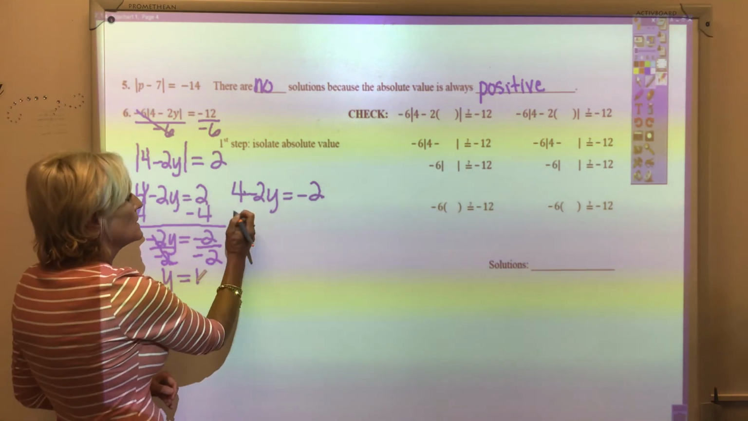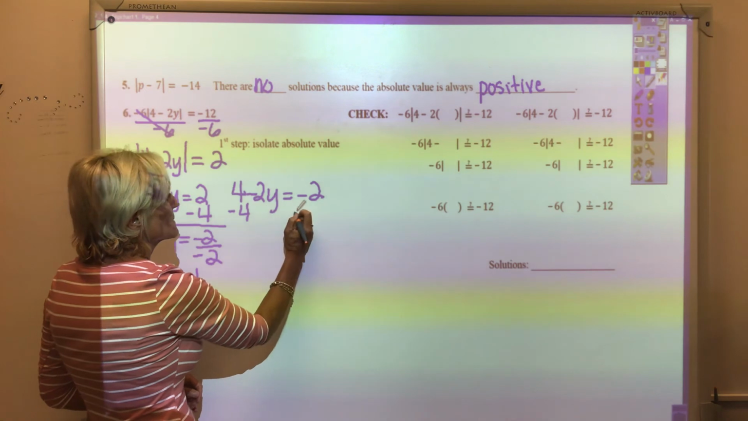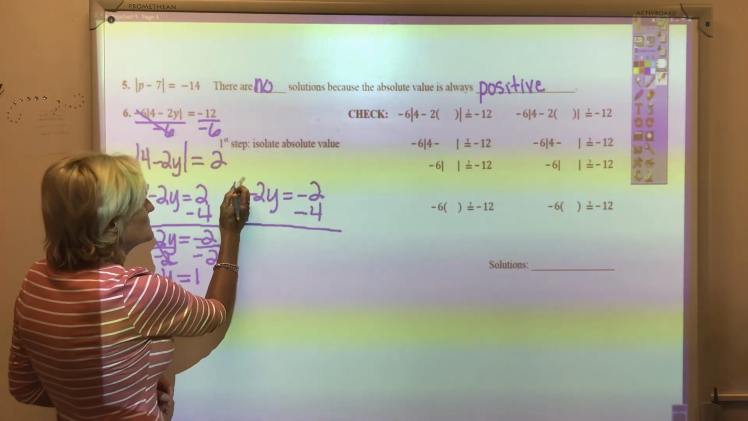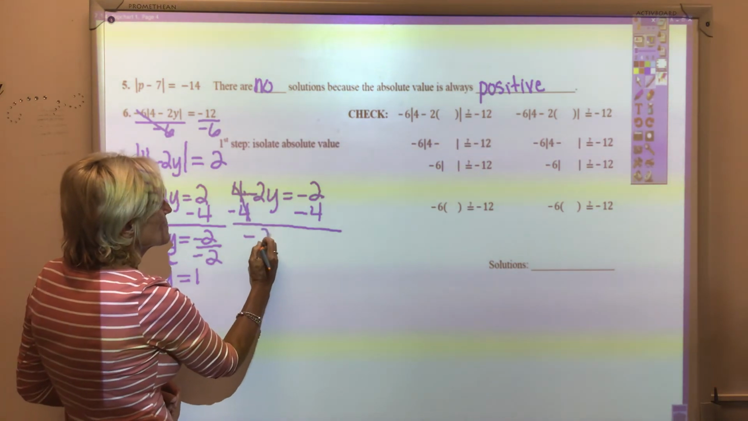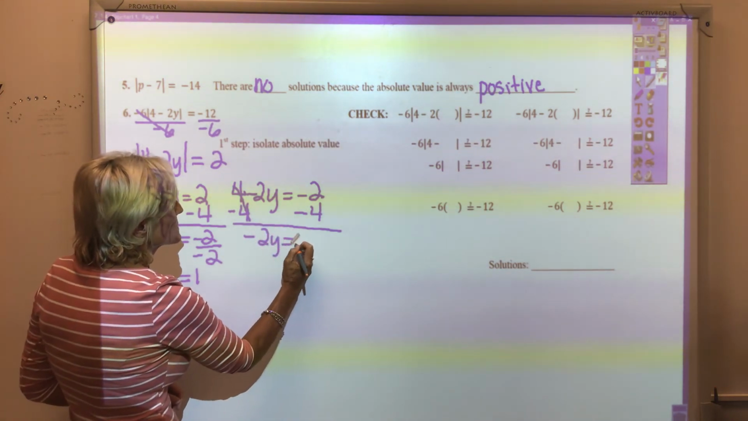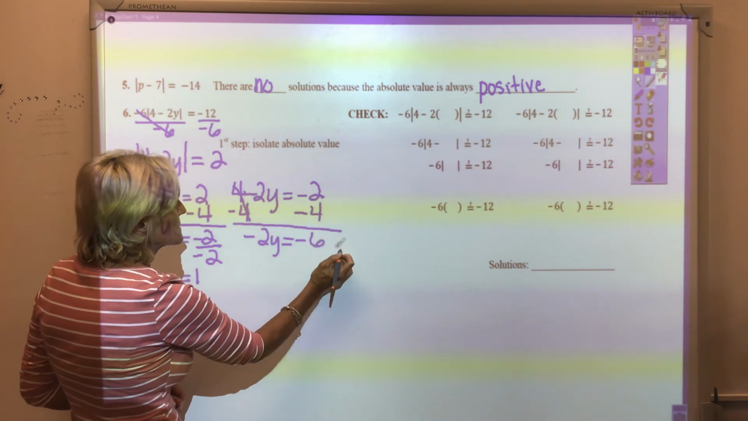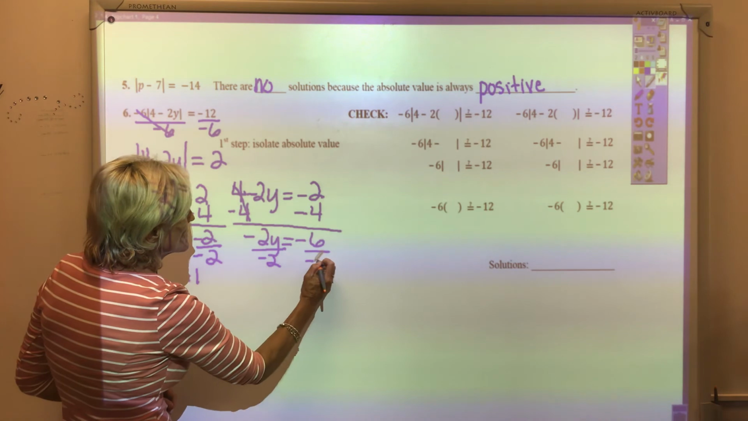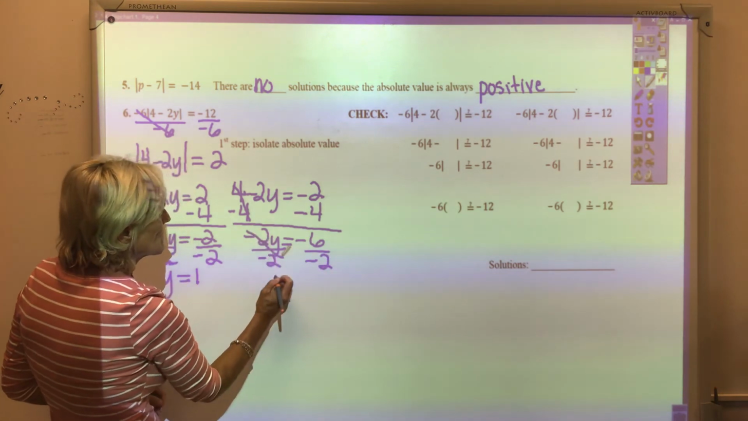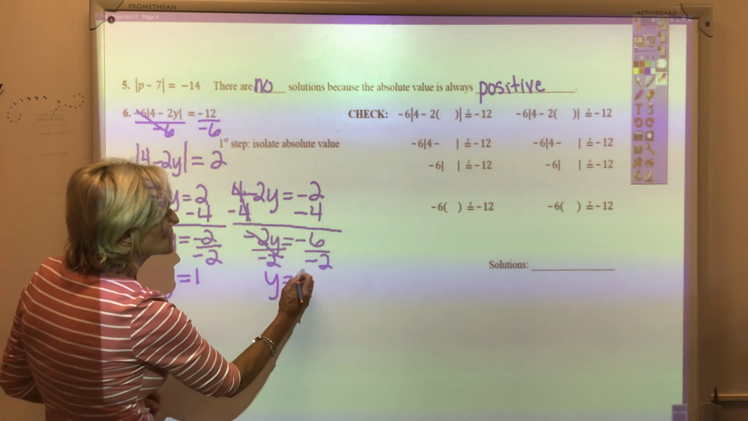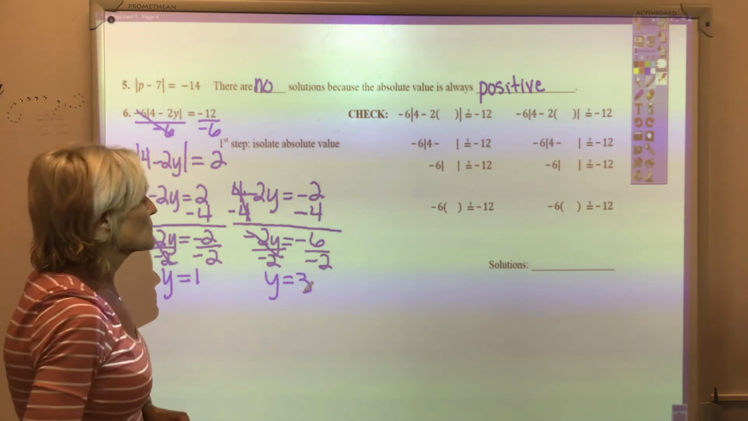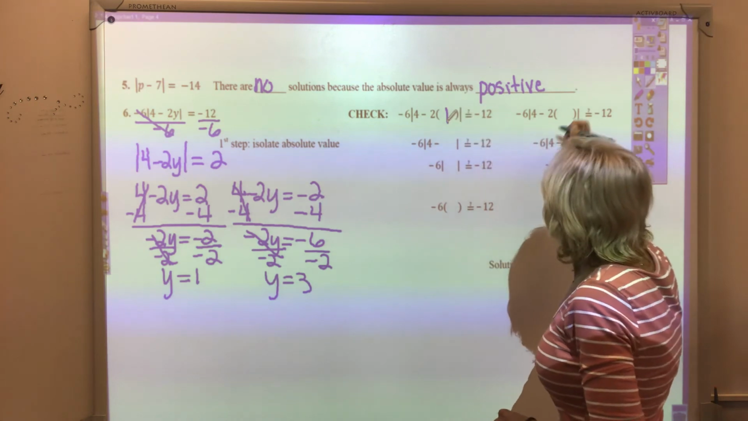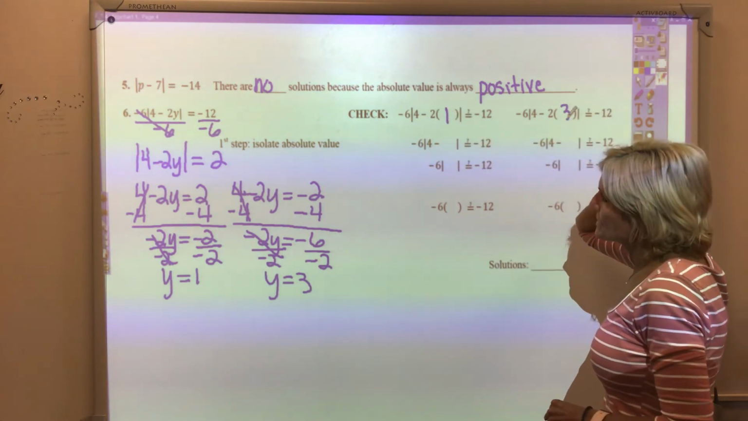On the second one, subtract 4 from both sides again. We will have negative 2y is equal to negative 6. Divide by negative 2. We will have that y is equal to 3. So we will test a 1 and a 3 in our equation.